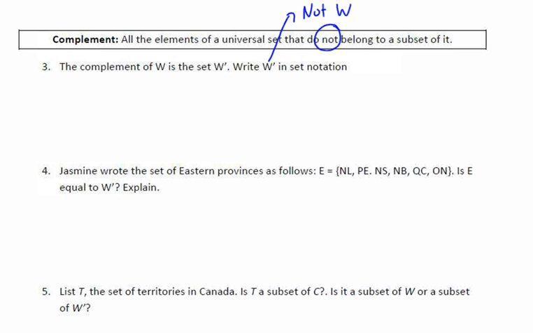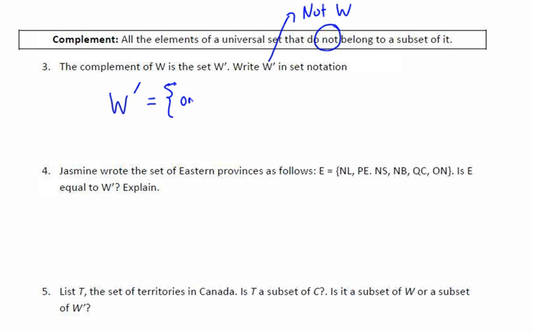So a complement plus the actual set will always equal, when you add them all together, the universal set. Okay? So let's list the complement of W. So everything that's not in Western Canada. Okay, so what are all the elements not in Western Canada?